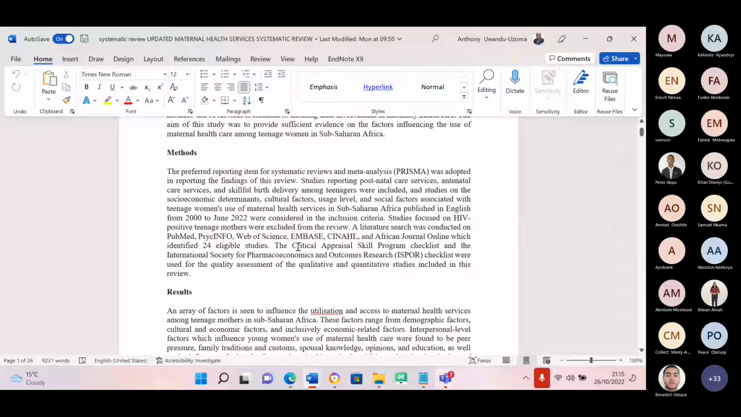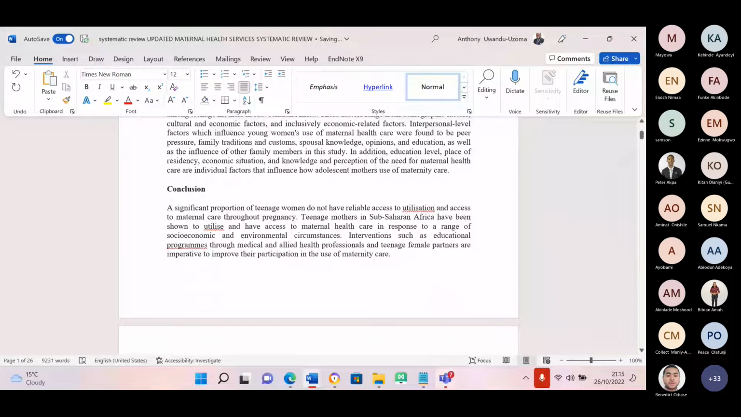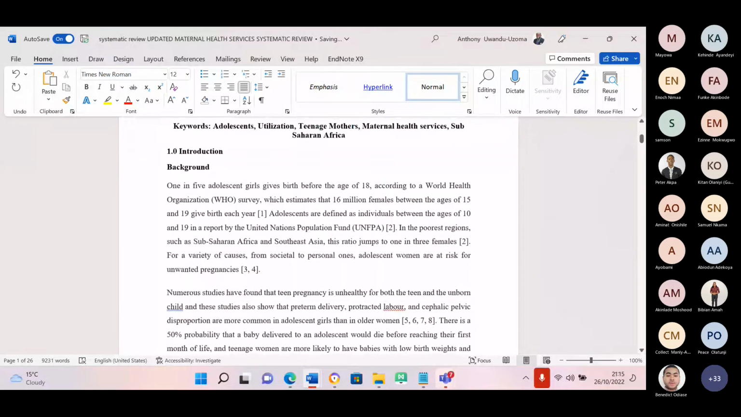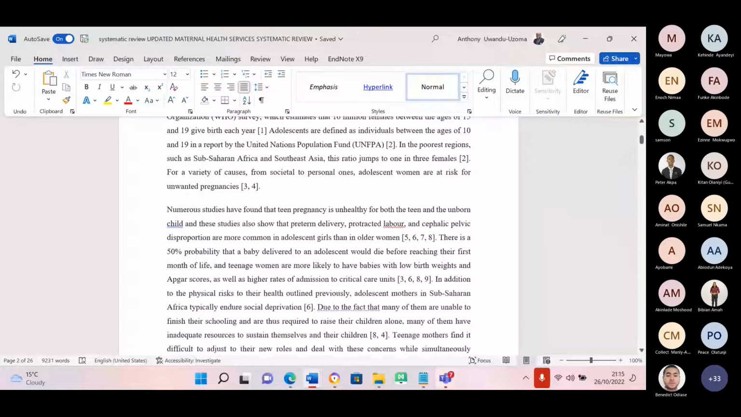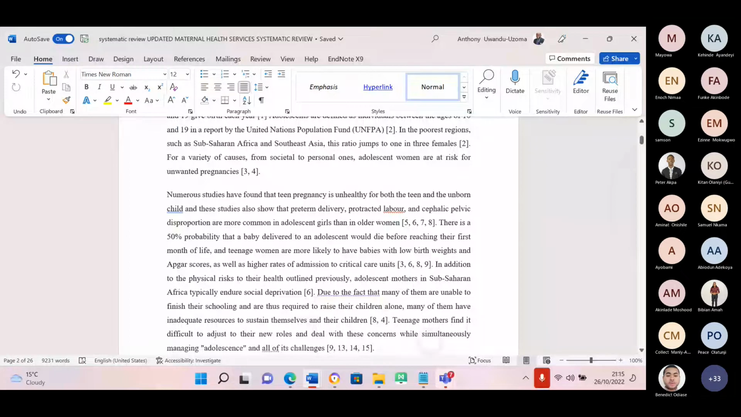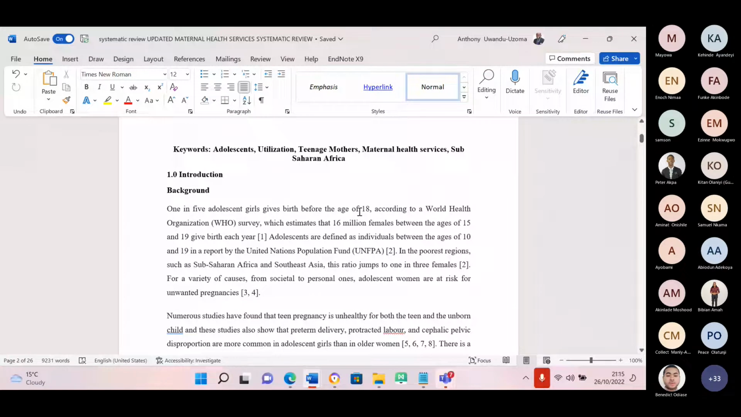Now let's look at the introduction. I've shown you how to write your background. Start from the broad words, then narrow it down, and then bring it down to your location. You can see the person started with adolescents, background, in the world. Then define your concepts and then bring it down to Africa. Let's narrow it down.